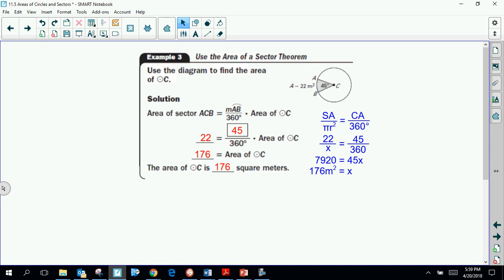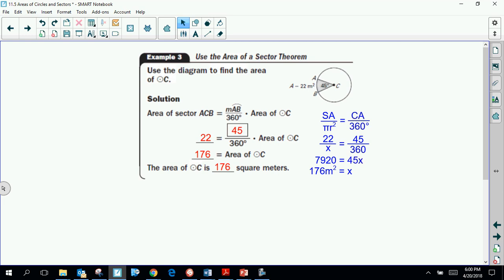So here I worked it out using the proportion that I prefer to use. So substituting the values, 22 for the sector area that was provided for us, 45 over 360. I didn't simplify the fraction 45 over 360. I just went ahead and did cross multiplication, and I wound up dividing the 7920 by 45. But that's how I would work it out. If I was just given the problem, I always use that proportion, 176 meters squared for the area.